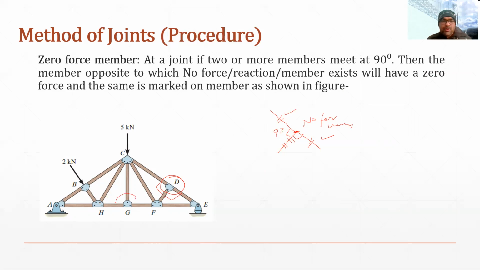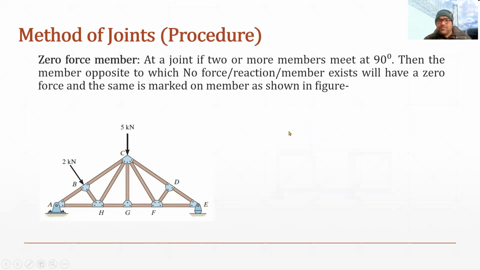Similarly, if we talk about joint G, HG is opposite to GF. So members HG and GF will not be zero force members. But when we talk about member CG, the opposite side of CG will be the downward side. In the downward direction, there is no force, no member. So CG is also a zero force member. So this is how we can visually identify zero force members.